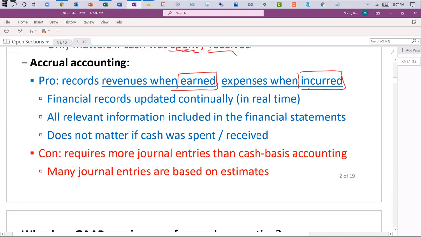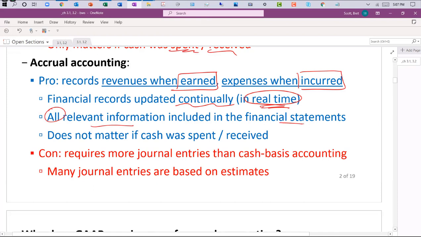And this is nice because it continually updates our financial system in real time. So if we're using accrual accounting, we can produce financial statements and trust that all the information that we're seeing in the financial statements is updated in real time. Another benefit, all relevant information is included in the financial statements.